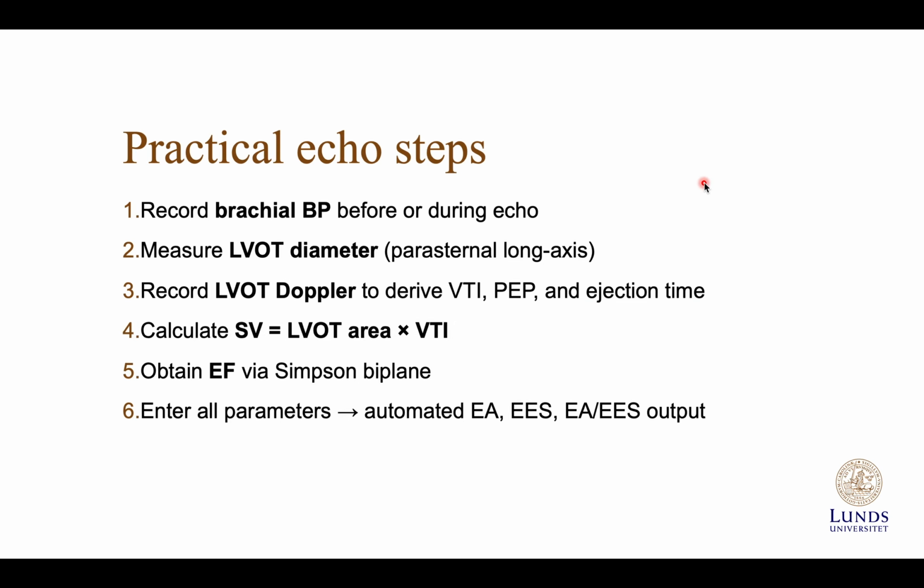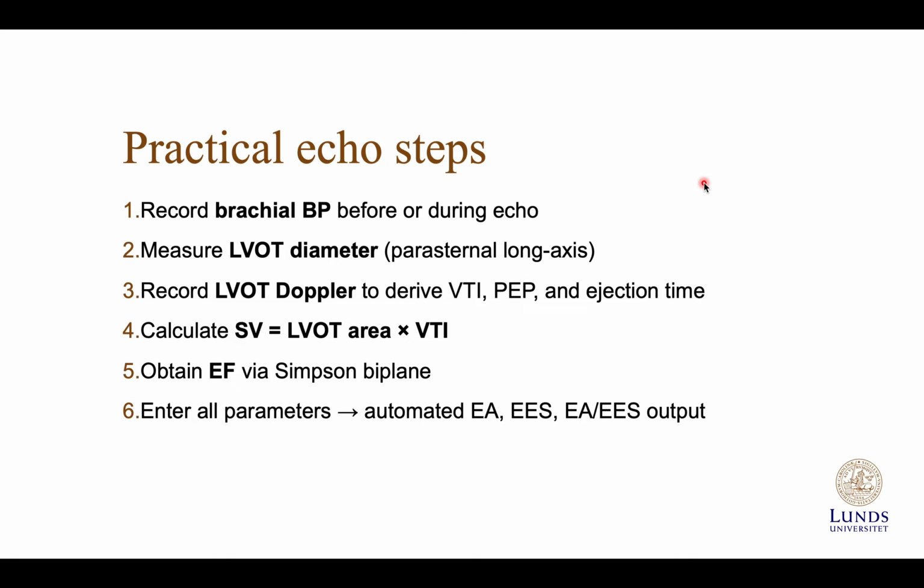Here are practical echo steps in estimating VAC. Always measure blood pressure close in time to image acquisition. From the left ventricular outflow Doppler, place one marker at QRS onset, another at flow onset to get the pre-ejection period. Then, total systolic time to end of flow. Compute stroke volume as usual, and ejection fraction by Simpson's method.